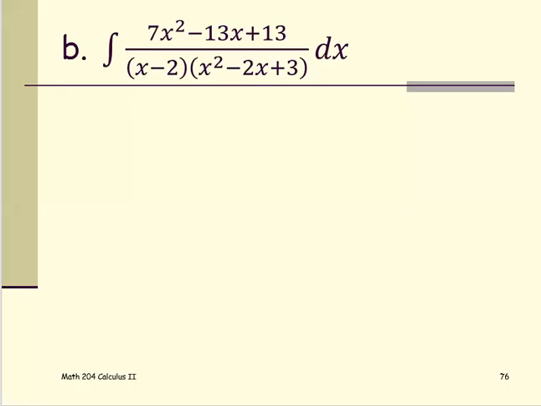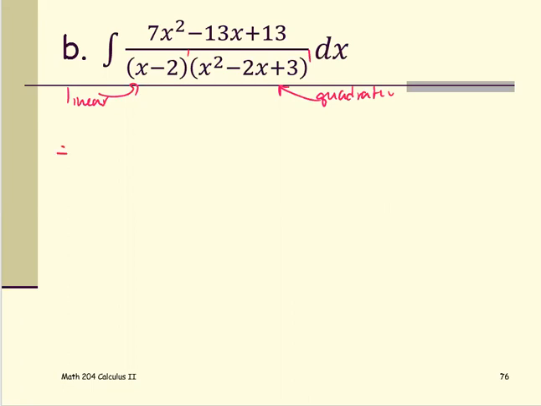Okay, we have the numerator 7x squared minus 13x plus 13 divided by the denominator, already in factored form as the product of x minus 2 and x squared minus 2x plus 3. In this case, the first factor is linear, power 1, and the second is quadratic, power 1. That means you have only one fraction for each of them. And the quadratic here is irreducible. It looks like it could be factored, but it's not.